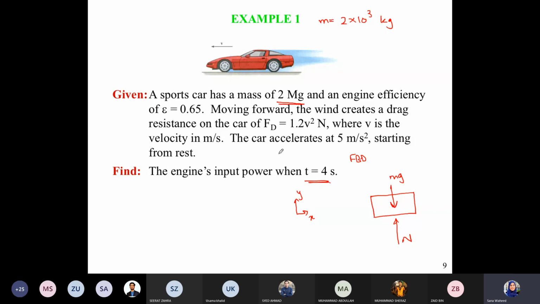Now, I think we all can intuitively understand that the drag force is going to be opposing motion. So this FD, as the car moves in the minus X direction, is going to be directed like so. Okay, so FD is going to be directed like so. Now, what else is going to be acting on the car?